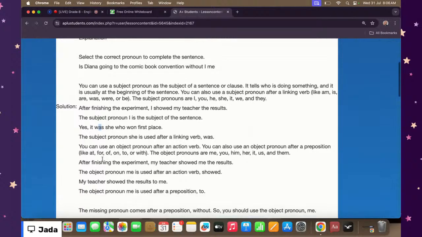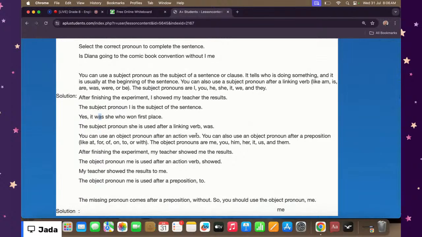You can use an object pronoun after an action verb. The action verb is what is going on in the sentence, what the person is doing. You already have the subject as the person who is doing something in the sentence. The action verb is what is happening in that sentence.